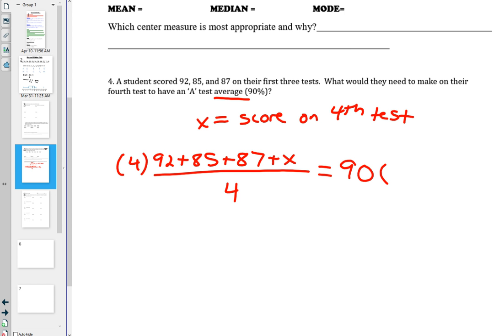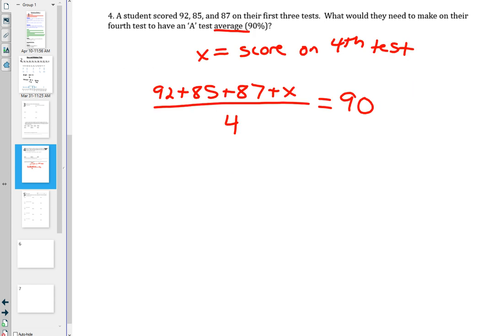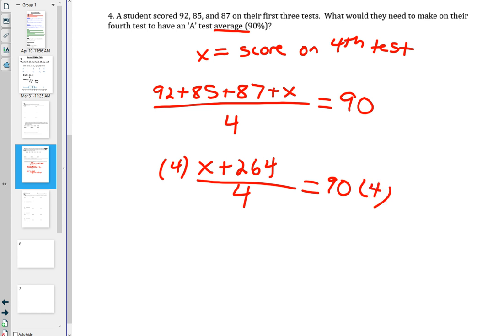So now just solve. Actually, you know what? Let's simplify before we solve. 92 plus 85 plus 87. So tell me, 264. Do I hear 264? X plus 264 over 4 equals 90. Now we'll worry about solving. Times 4, times 4.